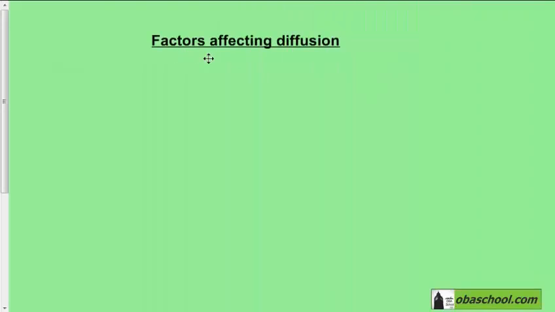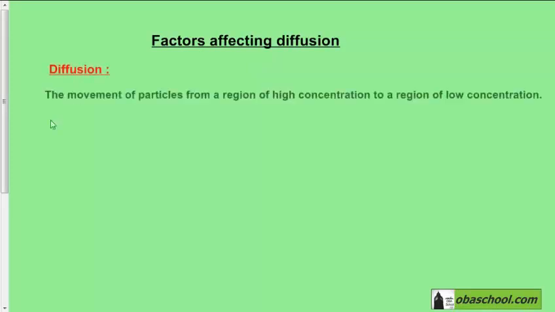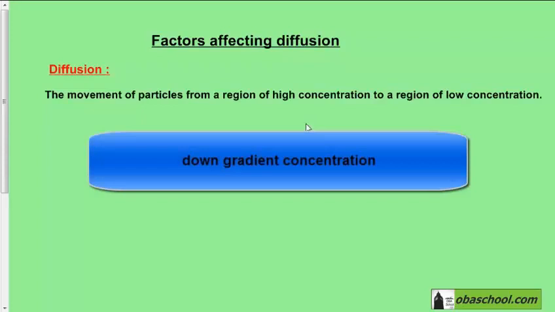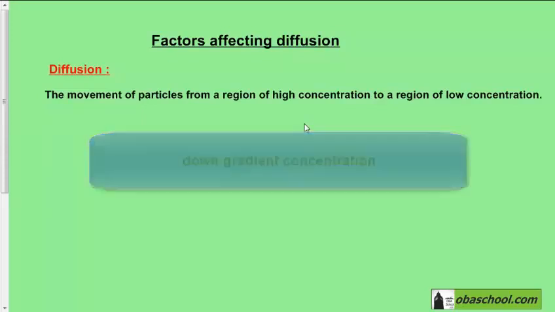We are going to talk about factors that affect diffusion. So, we define diffusion as the movement of particles from a region of high concentration to a region of low concentration. We discussed that there is a gradient that results from the differences in concentration between both sides of a membrane, the inside of the cell and the outside of the cell, and diffusion is the movement of these particles down the concentration gradient, which means from regions of high concentration to regions of low concentration.